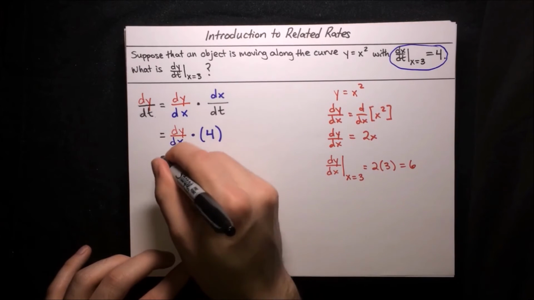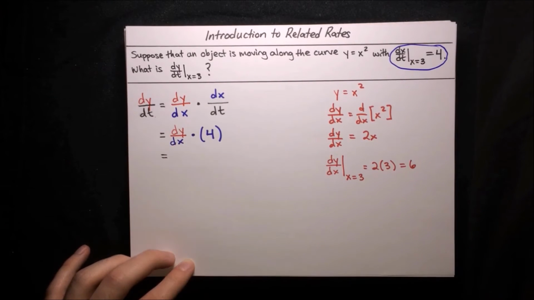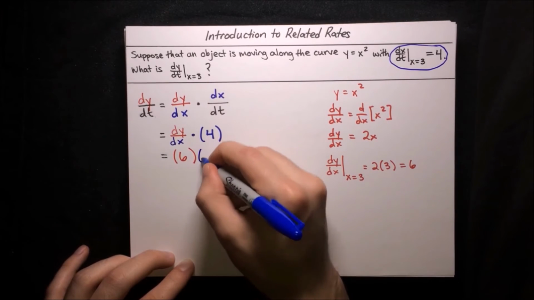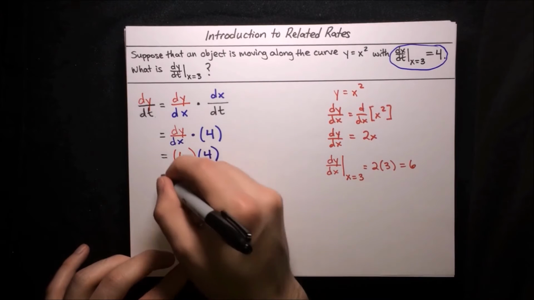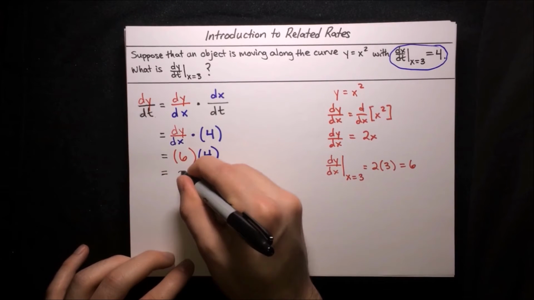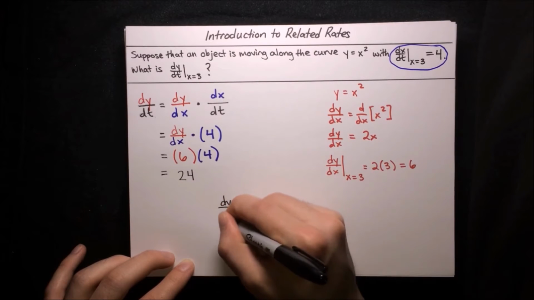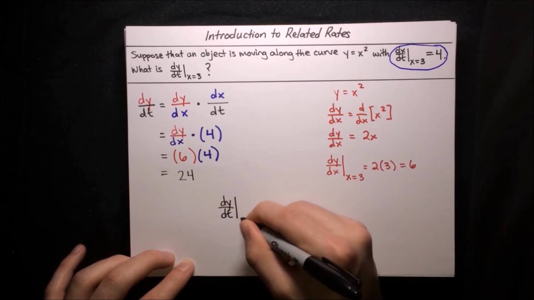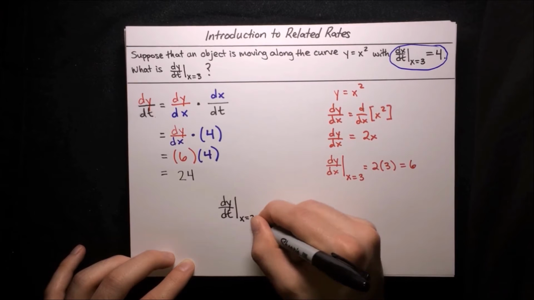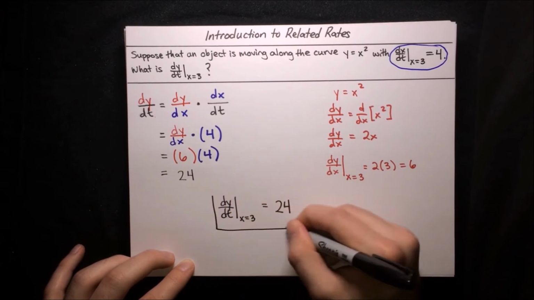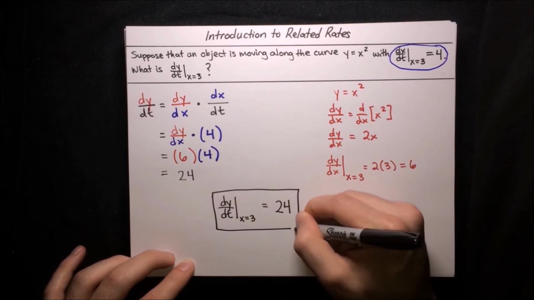So we'll plug that in here. We get that dy/dt is equal to 6 times 4, and 6 times 4 is 24. So there we go. dy/dt at the moment when x equals 3 is equal to 24. Final answer.